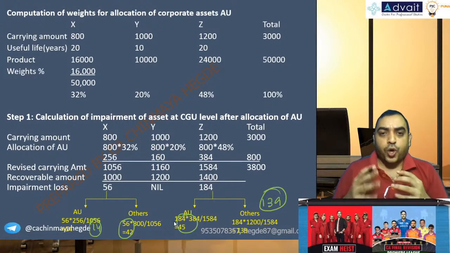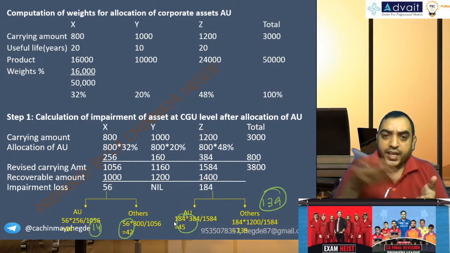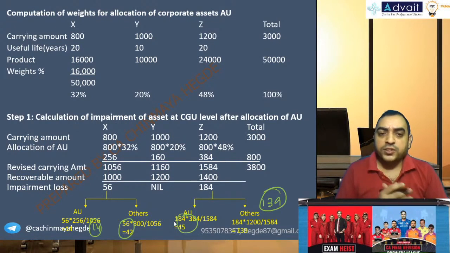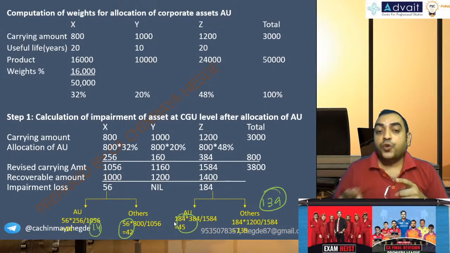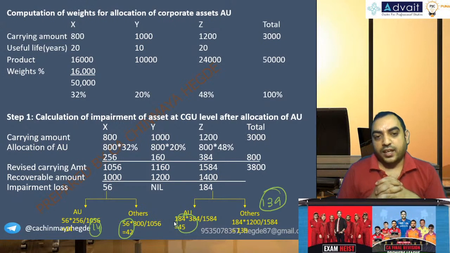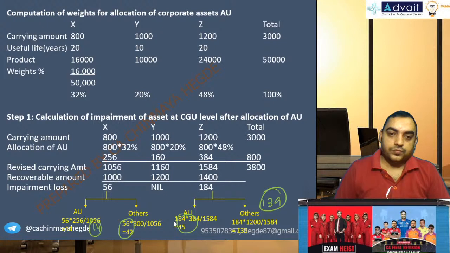Okay, now this is what you can call a bottom up test, because we are allocating it and then doing the calculation. Anyway, forget about the terminology, but did you get the concept right? For the corporate assets which can be allocated to a CGU, this is the process of calculation. Can you please confirm it?